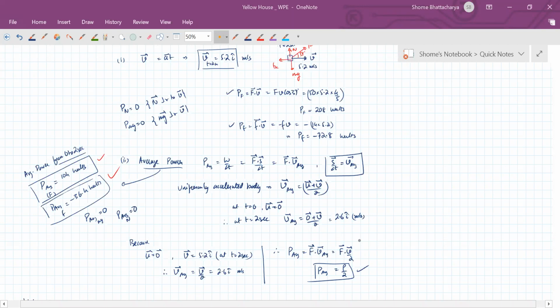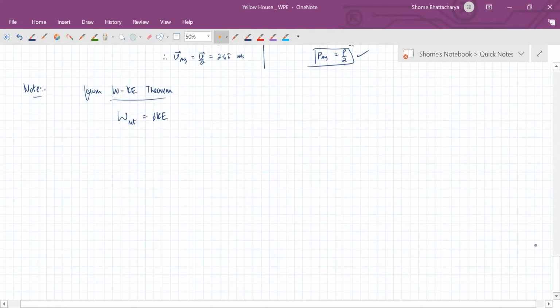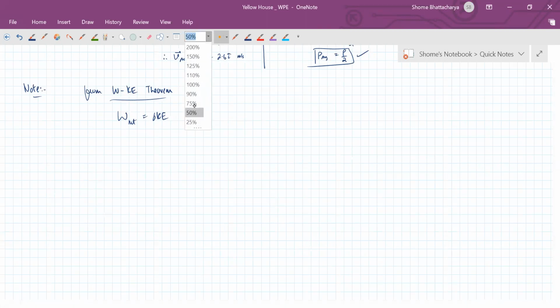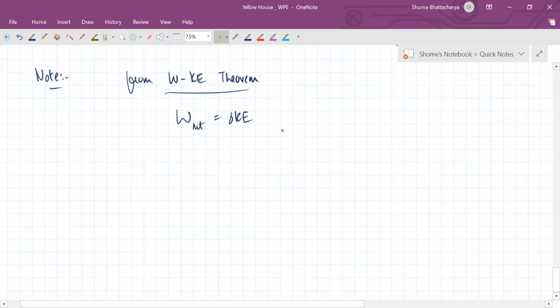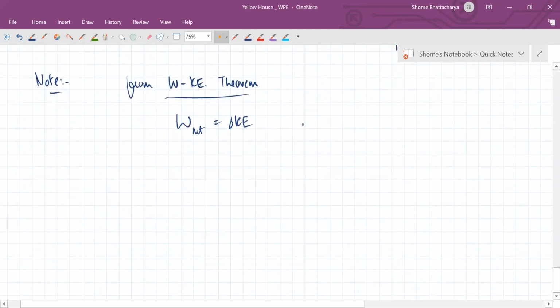Okay, so this is done now. Let's move on to this next thing. So as I was saying, we have learned earlier from work kinetic energy theorem that net work done is equal to change in kinetic energy, or in a small time dt, this will be small change in kinetic energy.